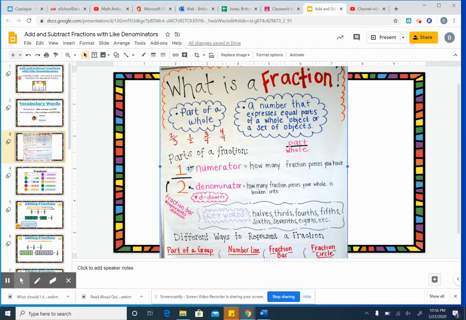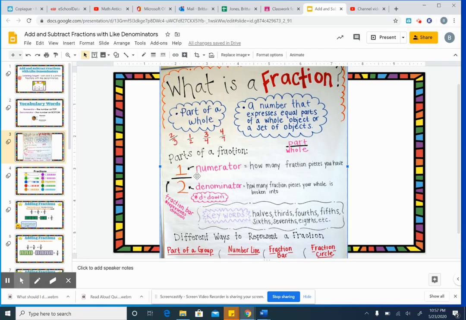Let's break down what the parts of a fraction are. The top, again called the numerator, is just how many fraction pieces you have, or how many pieces you're referring to in a picture. So if there's a certain number shaded in, that's the number we're talking about. The bottom number, the denominator, is how many fraction pieces that the whole is broken into. So here, if we have a candy bar, it will be made up of two whole pieces, okay? Maybe you're just talking about one of the two pieces.